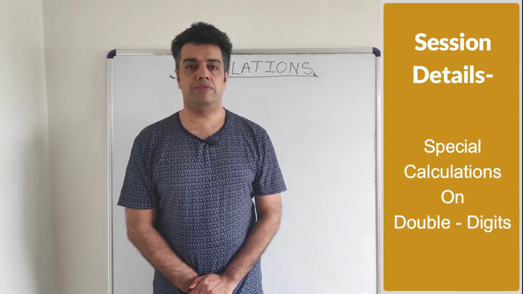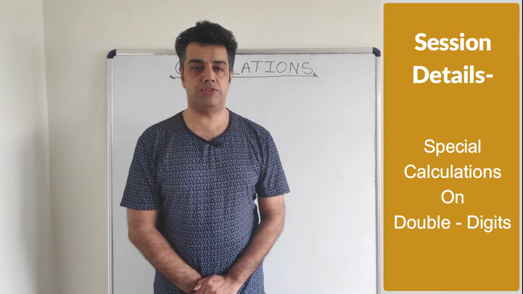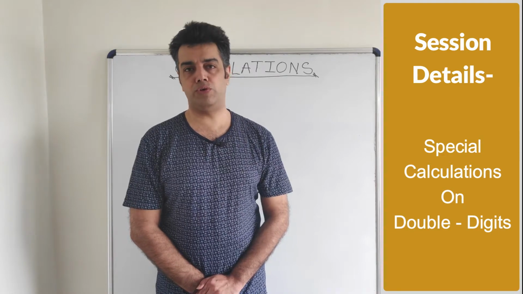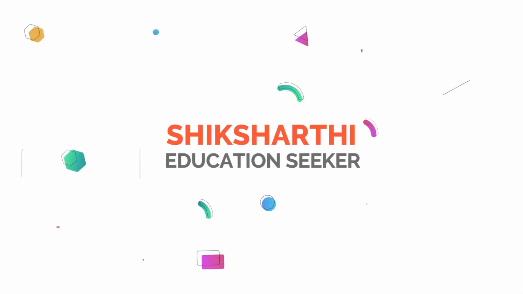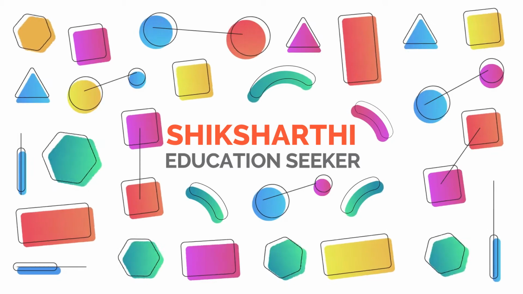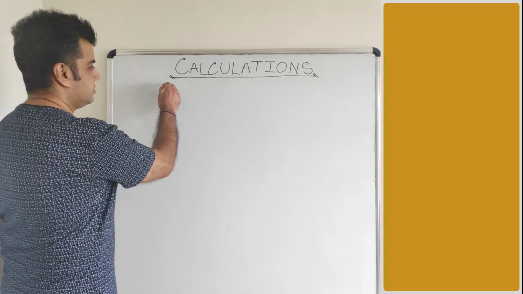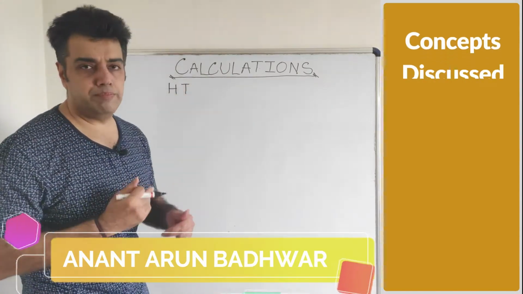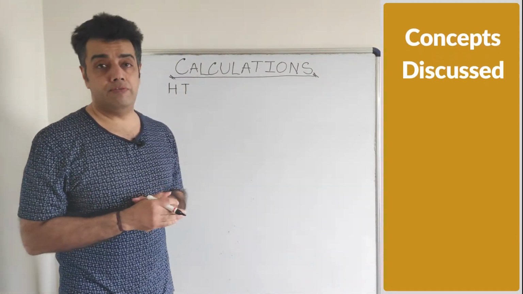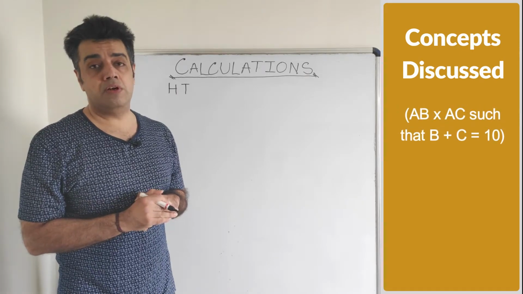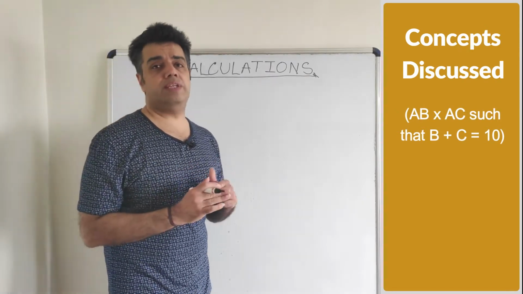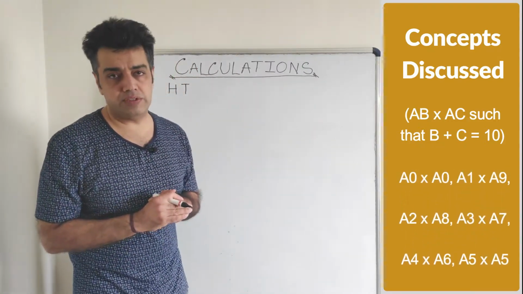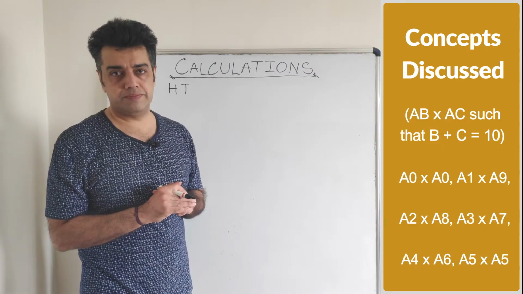In this session, we shall be discussing two-digit multiplications in which the sum of their units digit will be equal to 10. So let's start. As I have discussed in my earlier videos, I think this video will help you only when you have watched my earlier videos on calculations, especially the tips and techniques on calculations and special multiplications.